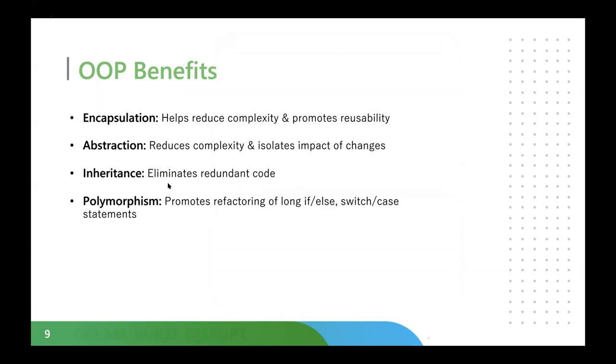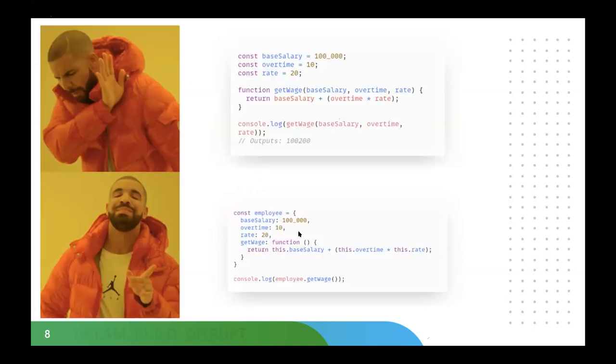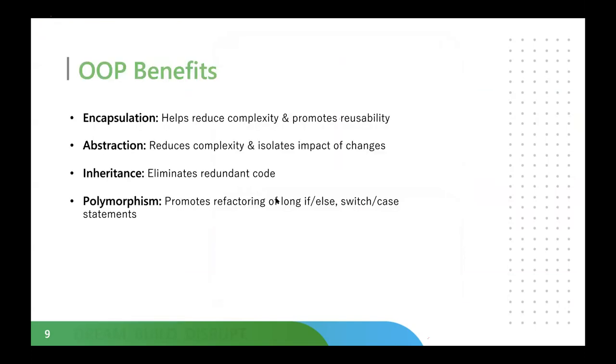And then there is inheritance, right? When we combine all the related elements in a logical unit, if there is another set of objects which needs this object, it can have a single point from where it can extend that object. So it eliminates a lot of redundant code.